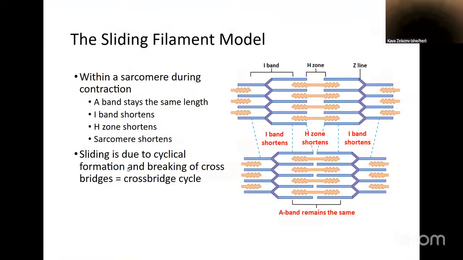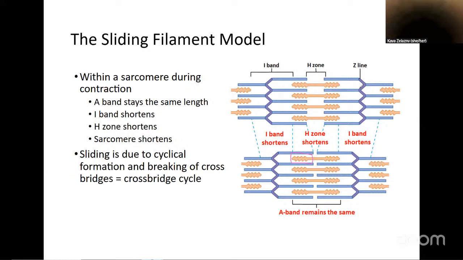So here, that I band was to either side of the Z line. It was the part where we had just actin. So in a short sarcomere, there's less of it because we have more overlap. The overlap part grew. The H zone, where we had only myosin, is also smaller because it's been taken up by more overlap.